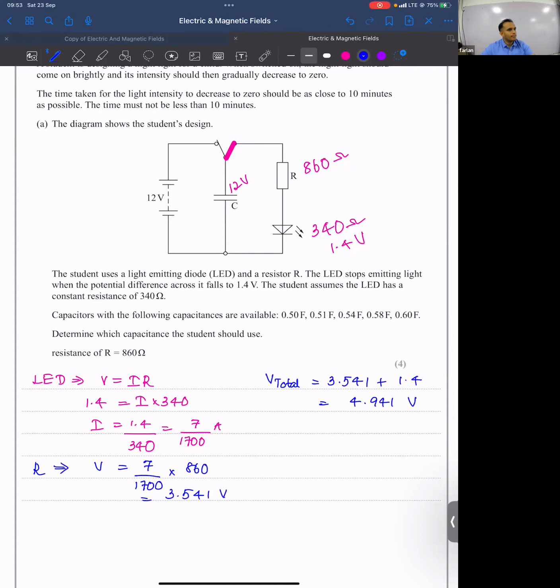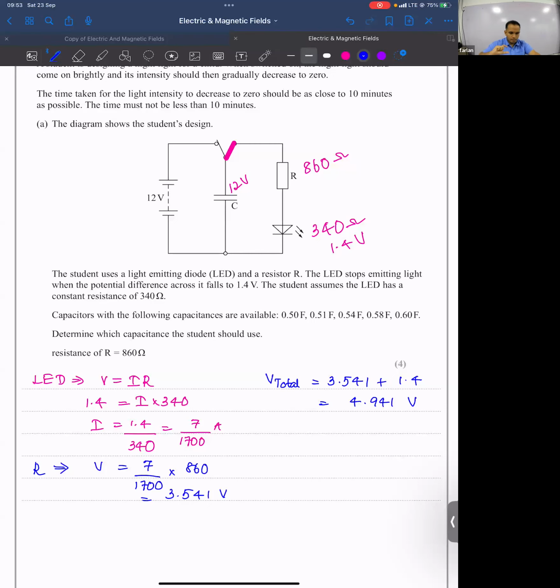Agree. So now what I understand is the initial voltage of the capacitor is 12 volts. And when that voltage reduces to 4.941, the LED will stop emitting light. Am I right?